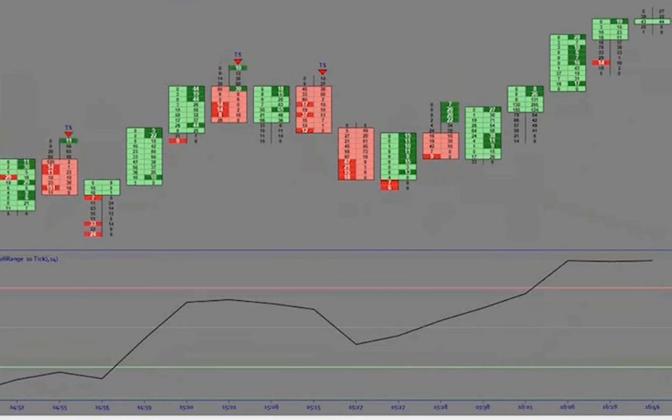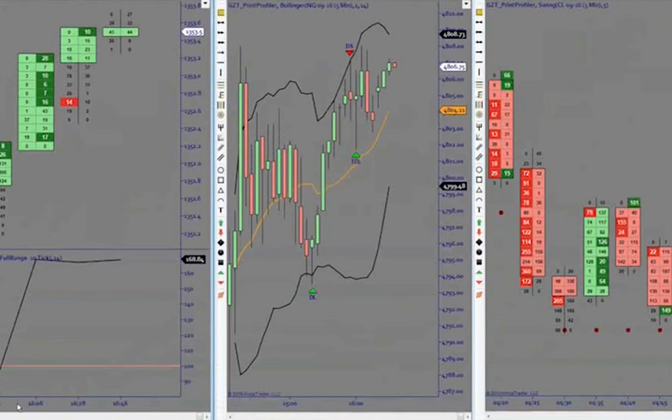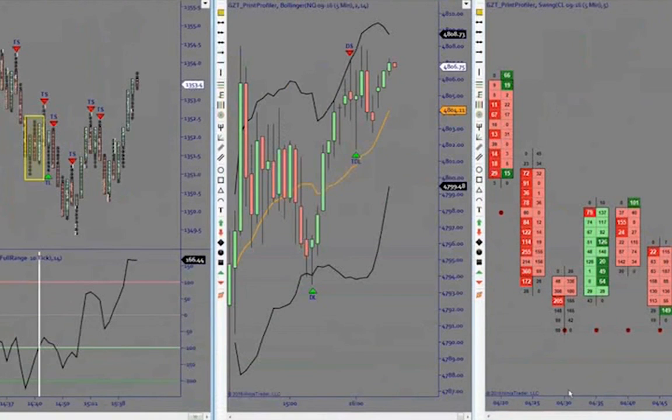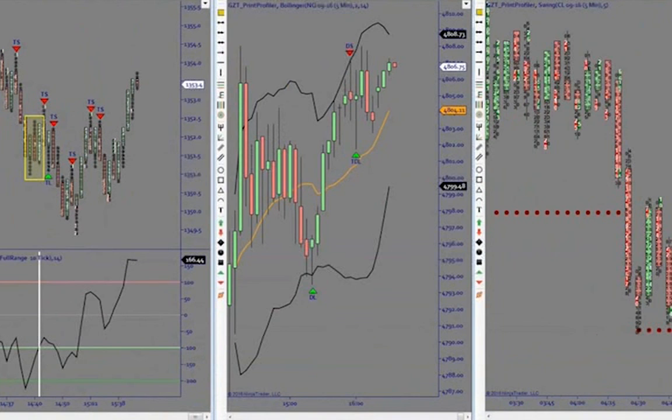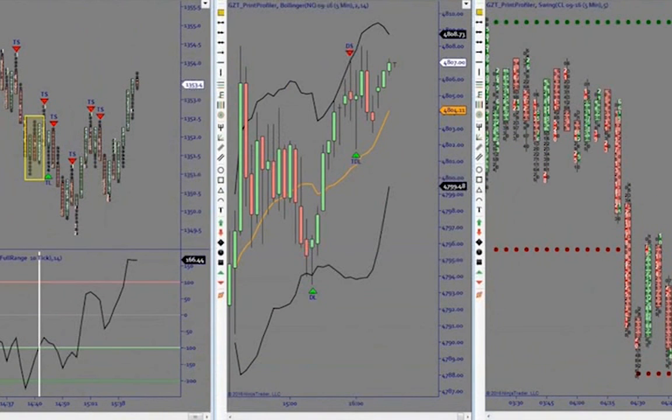Okay. Now I could show you examples of this all day, but I'm telling you that once you use this and once you see this in action, you're going to change the way you look at the market for the rest of your lives. Okay.